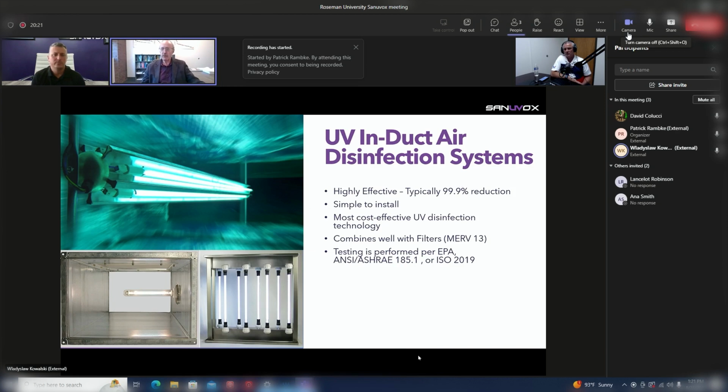Now, in-duct systems are highly effective. As I mentioned, we never get less than about 99.9% reduction. They're simple to install, cost-effective, and there are various standards for verifying the performance. And in-duct systems always combine very well and efficiently with filters such as a MERV 13.